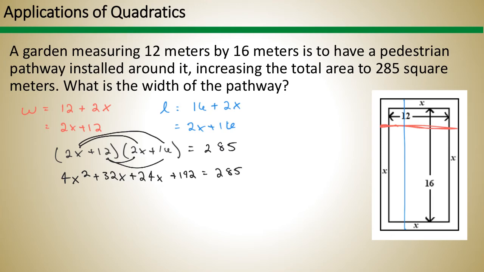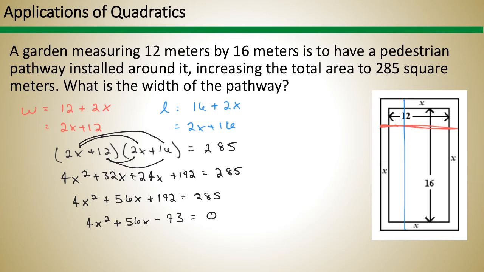Okay, so now let's combine our like terms. So that's 4x squared plus 56x plus 192 is equal to 285. And then we're going to subtract 285 from both sides. And that's going to give me 4x squared plus 56x minus 93 is equal to 0.